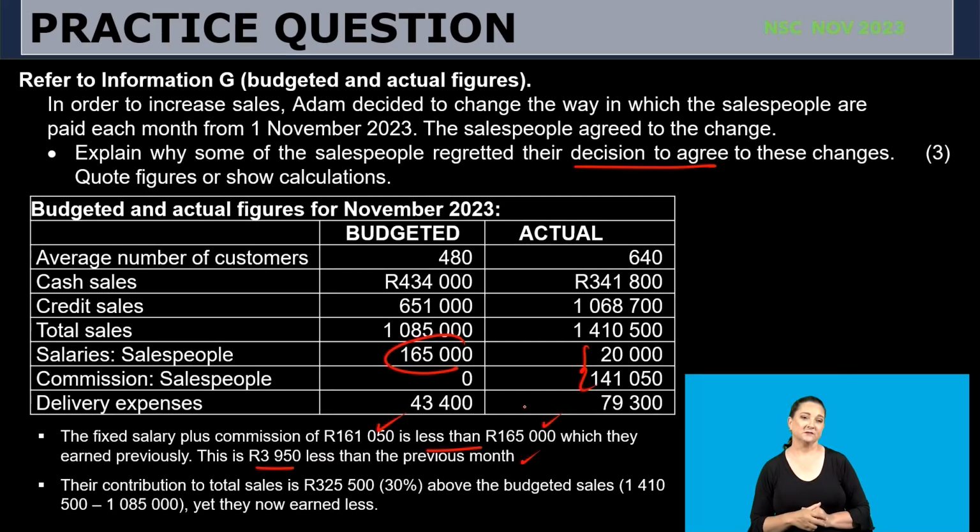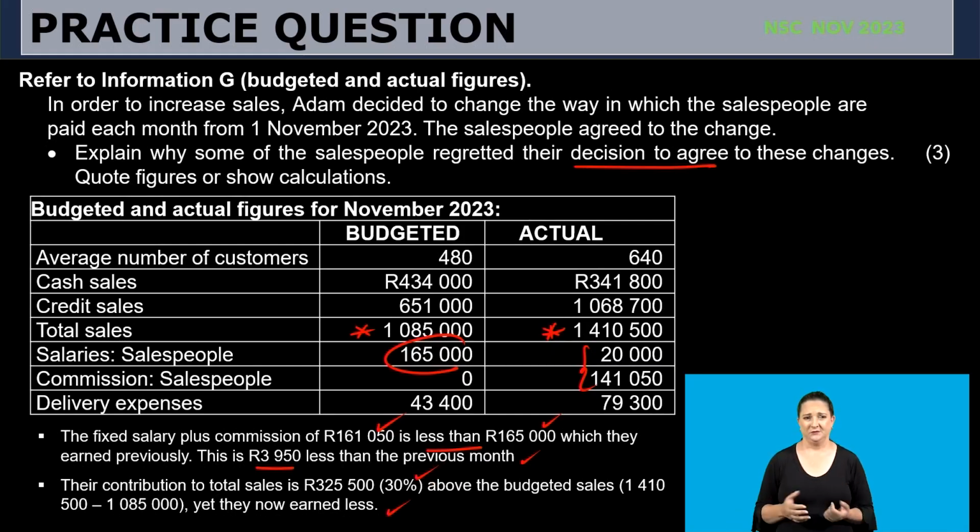Okay? And then their contribution to total sales is that you can see that here your total sales, it was 1,085,000. Now it's 1,410,500. And who has contributed to this increase in total sales? The salespeople. So they have contributed to an increase of 30% above the budgeted. Yet they are now earning less. That's why they are regretting.